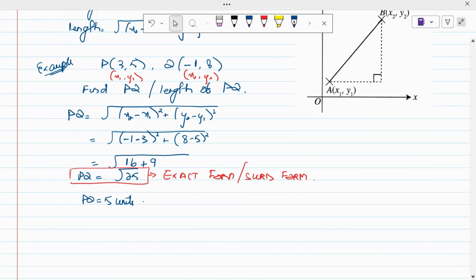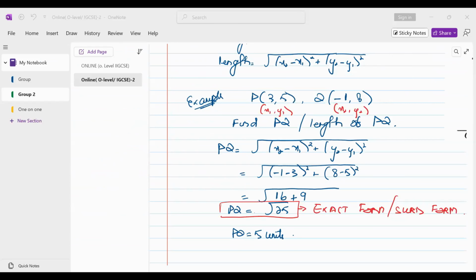And then like the case of gradient, here as well, we can expect the cases where the distance would be given to us and one of the coordinates would be missing.